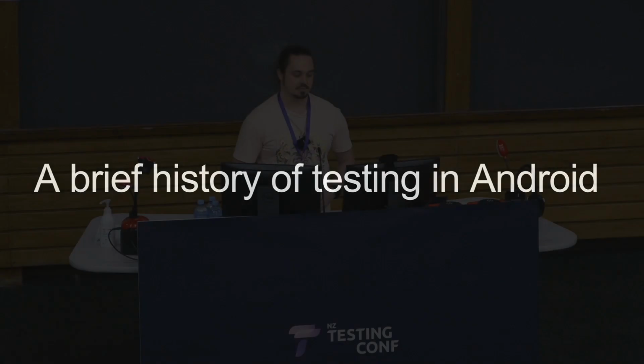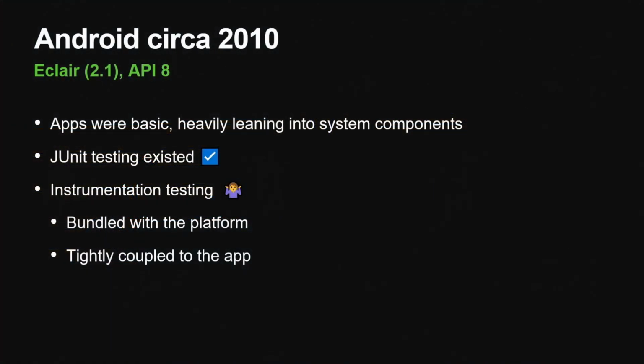Now, before we get into talking about some of the new hotness in Android, I figured it'd be kind of interesting to take a high-level walk in the park and look at what old Android used to be like. Cast your mind back to 2010. Back around here, Android was only 2 years old. The current and kind of latest version of Android was Android Eclair, which was 2.1, and API level 8 for the developers in the room. And back then, apps were super basic. They were really heavily leaning into system components, so things like activities, services, and really leaning into broadcasts and things like that, and not doing too much outside of the norm.